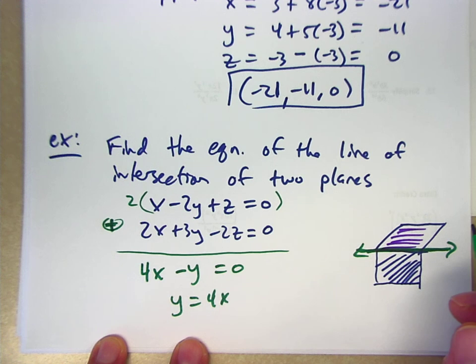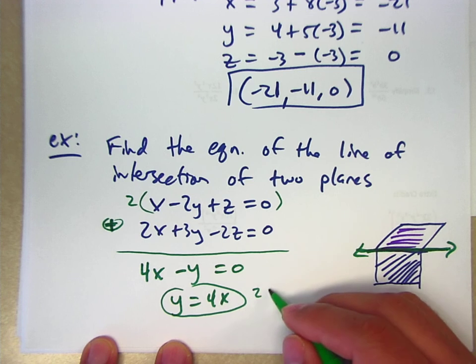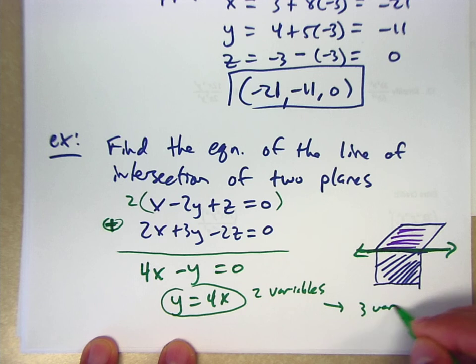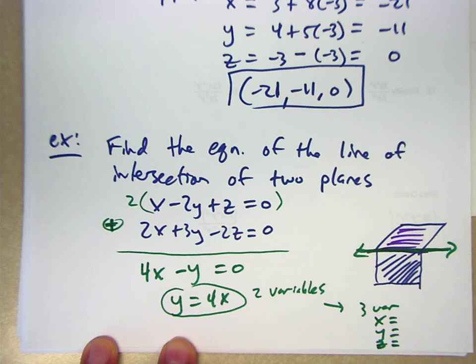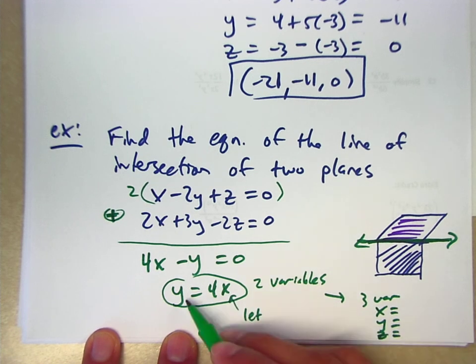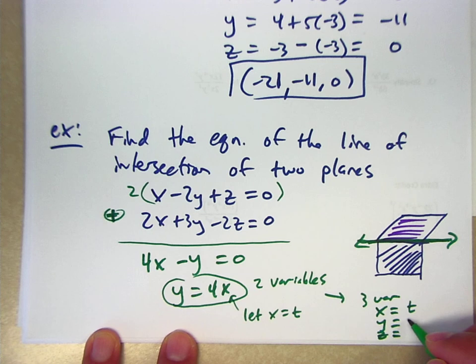So now how do we write it out? We want to write this in parametric form, okay? And so anytime you have two variables and we're going into a three variable parametric equation, you can let x, like if you know what the formula is for y, let x represent t. So there's the first parametric equation. Then y is just going to be 4 times x, which is going to be 4t.